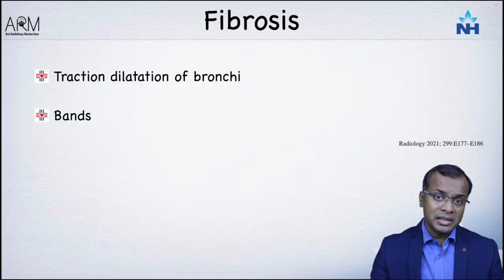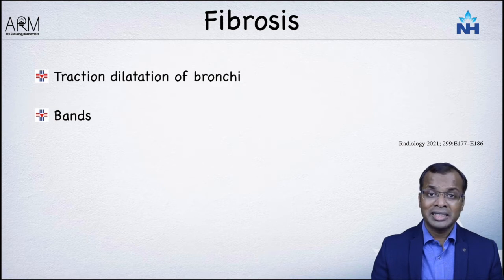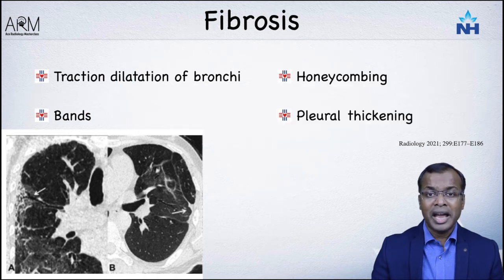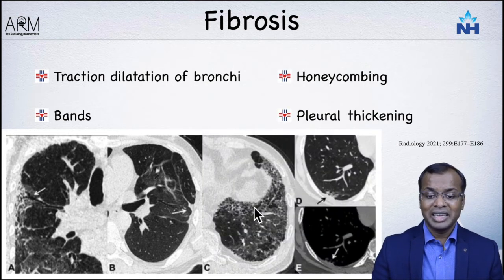Now, if you look at this paper which looked at COVID-related lung changes, the two most common things that they found were traction dilatation of bronchi, very similar to what we are seeing in other interstitial lung disease, and also subpleural parenchymal bands, which can be seen in other interstitial lung disease. It's also described to have multiple areas of honeycombing and also some focal areas of pleural thickening. Now these can be called fibrosis.